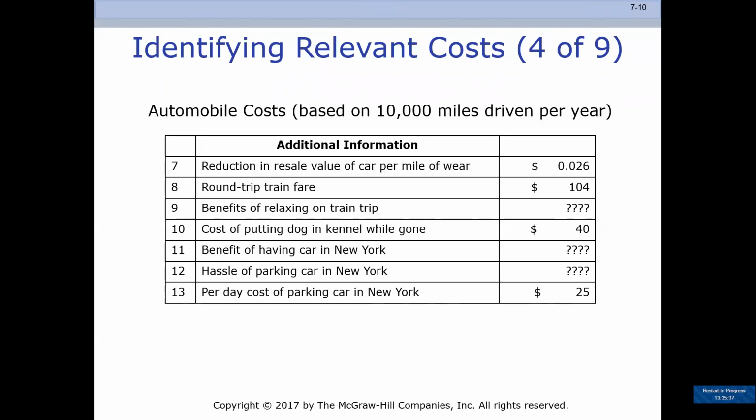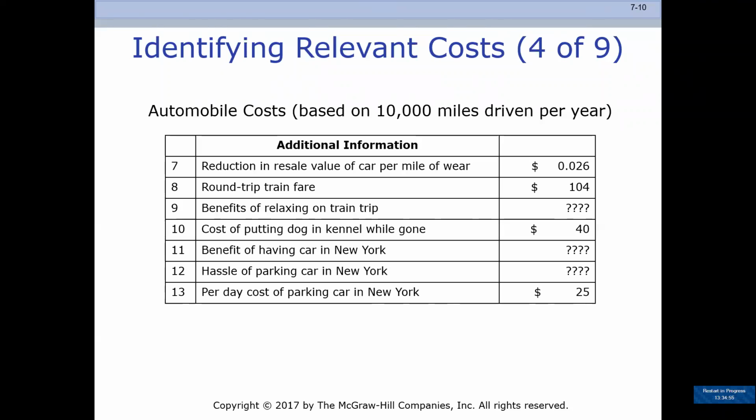Cost of putting the dog in the kennel while gone. Either way, she's going to be gone, so she's going to incur that cost either way. It's the same under both situations, therefore it's irrelevant for purposes of determining whether she takes the car or the train. The third option is, should I go? Maybe she doesn't want to spend $40 putting the dog in the kennel, either because she thinks the poor dog won't benefit or because the cost is excessive. But that's the third option, right? It's either go by car, go by train, or don't go. We're only considering two of those options. She's already decided to go. So for purposes of this decision, that $40 is irrelevant.